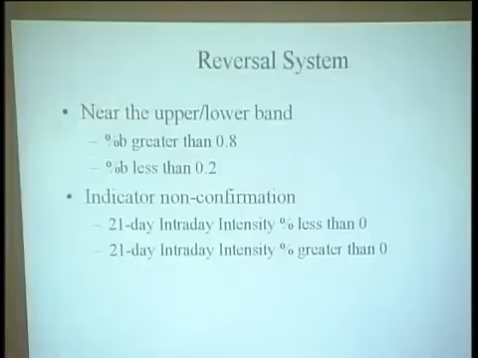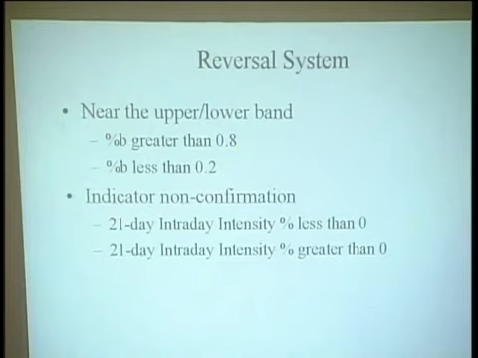So when we're near the upper band, we want percent B to be greater than 0.8. When we're near the lower band, we want percent B to be less than 0.2. That's the same from the prior system, right? It's the same. But now we require indicator non-confirmation.